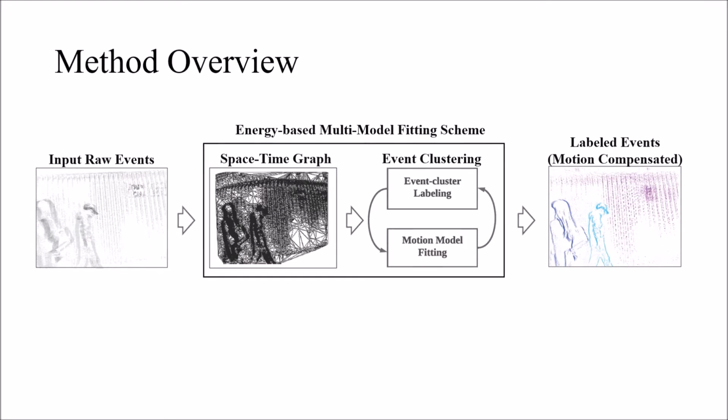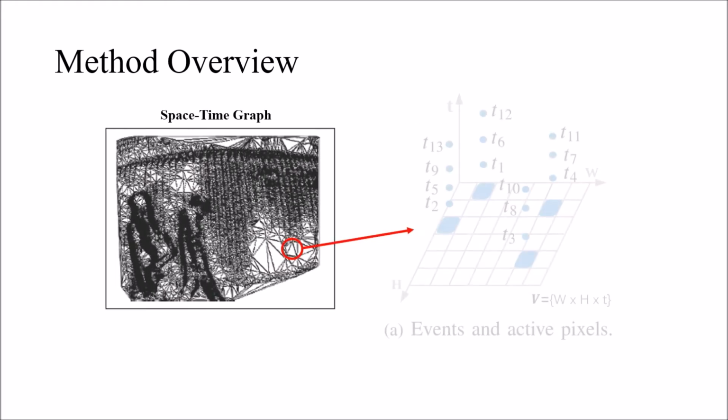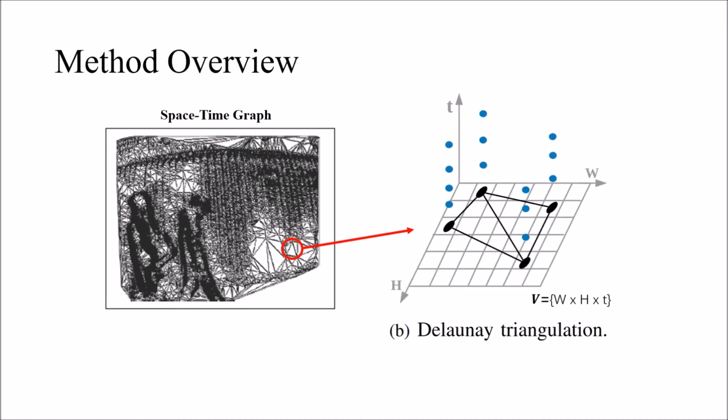To build the spatial-temporal graph inside the space-time volume, we compute the Delaunay triangulation on the active pixels. The resulting 2D graph is used to make a simple connection principle, according to which the 3D spatial-temporal graph is established.